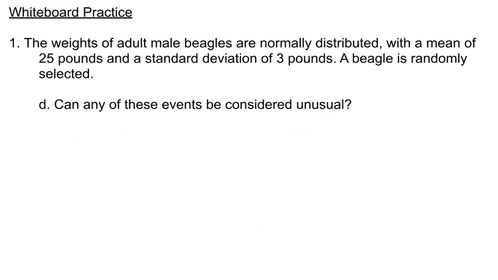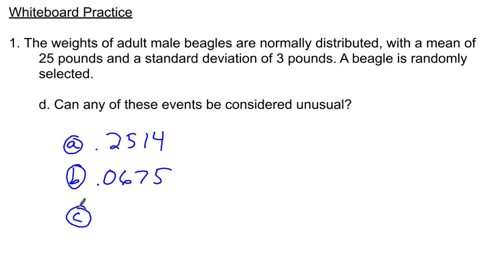Now we want to look at these three probabilities that you have on your paper and identify if any of them are unusual. A quick recap: in Part A, we found the probability was 0.2514. In Part B, your probability is 0.0675. And in Part C, your probability is 0.0475. Now we consider unusual events.